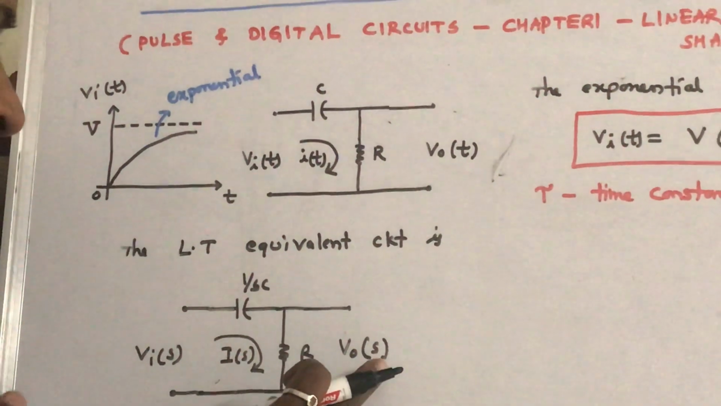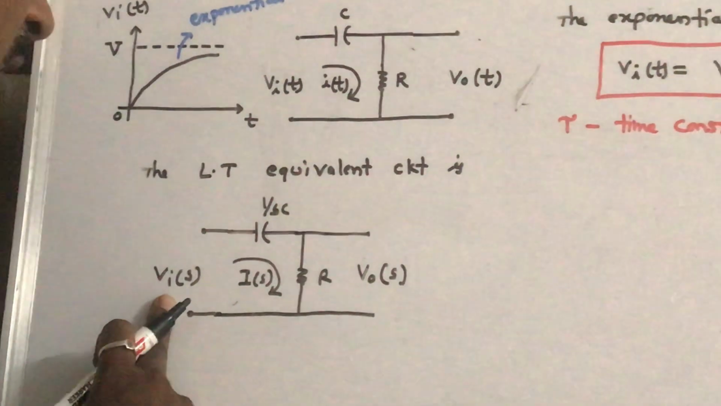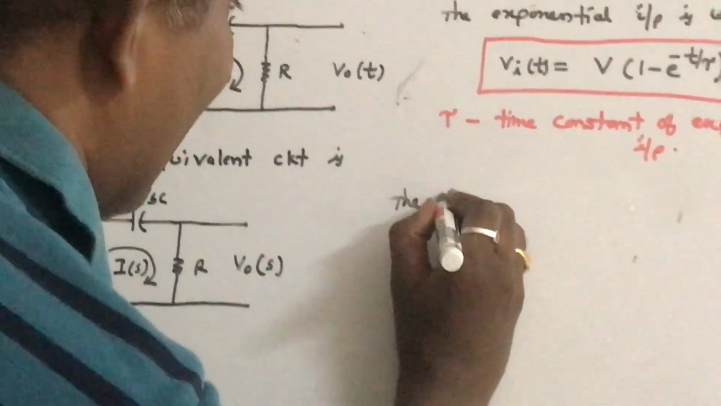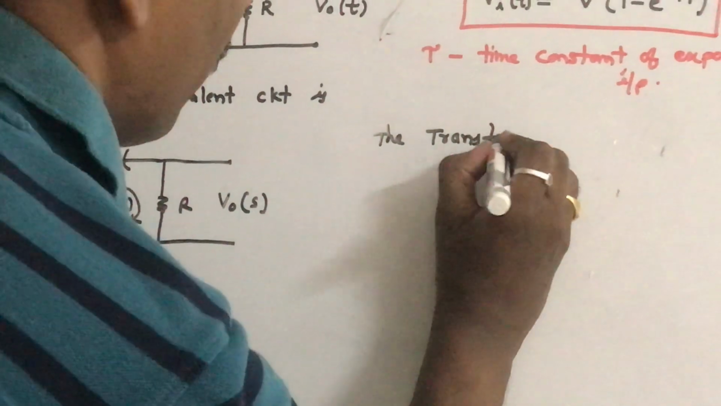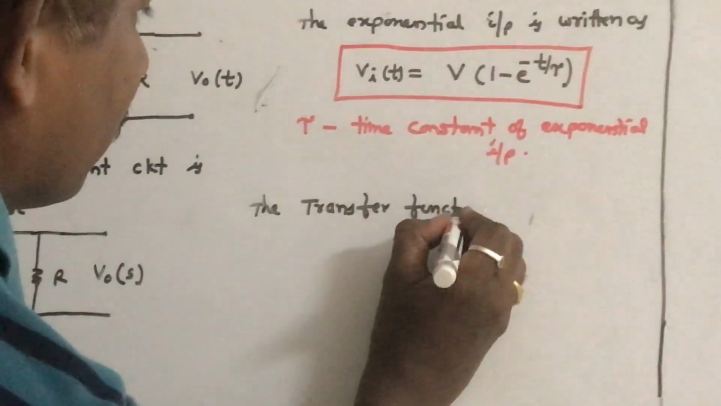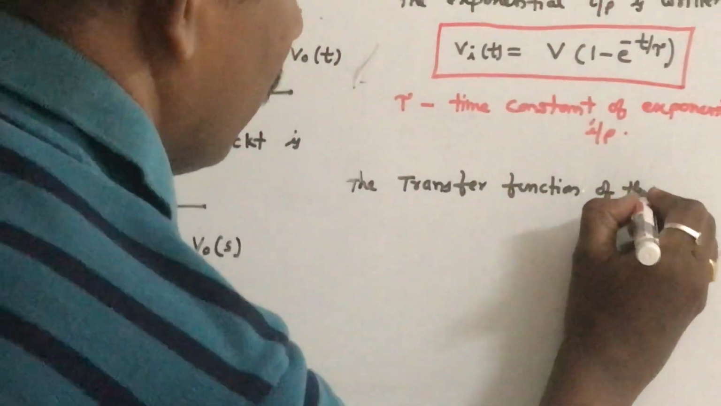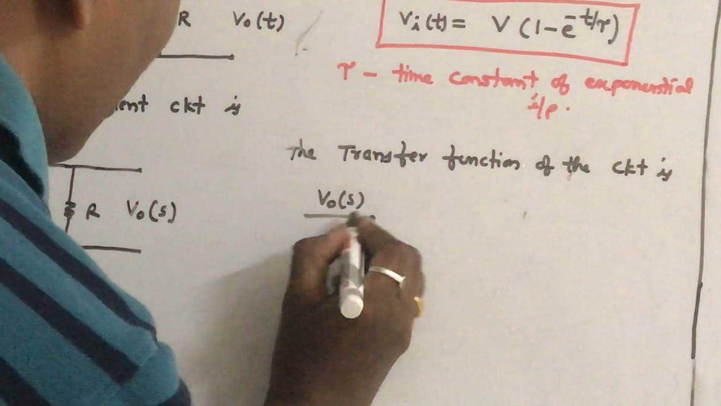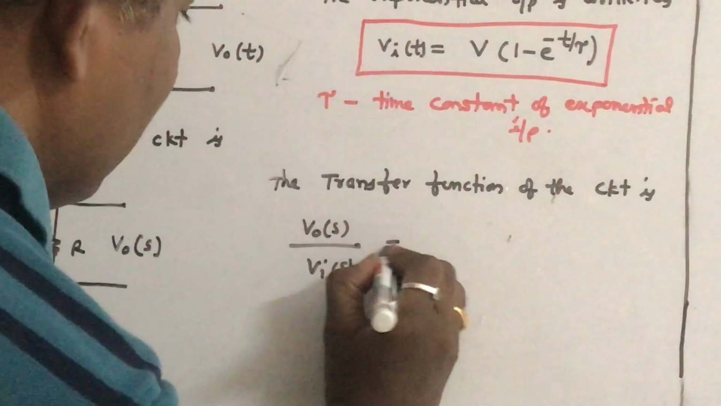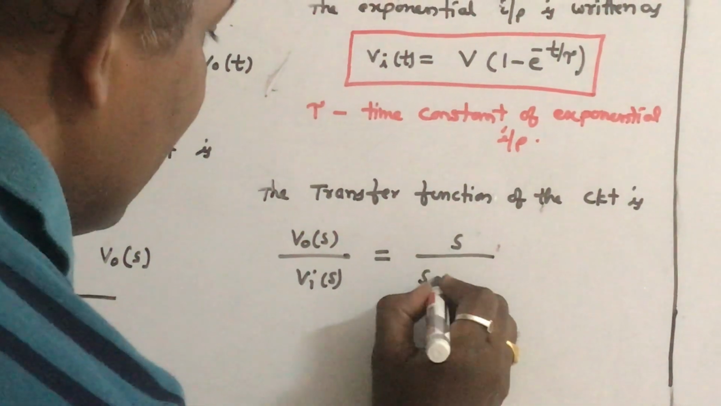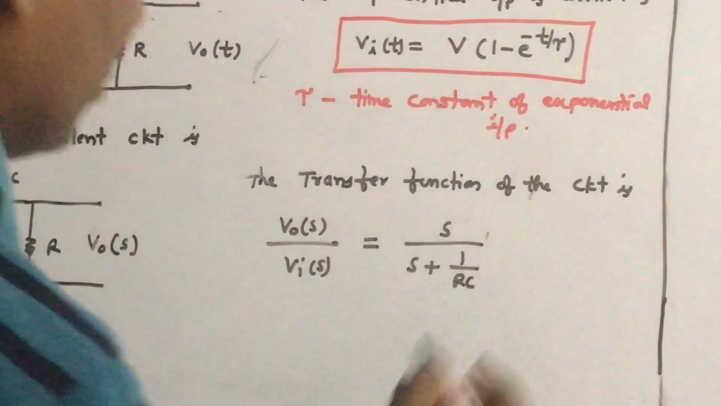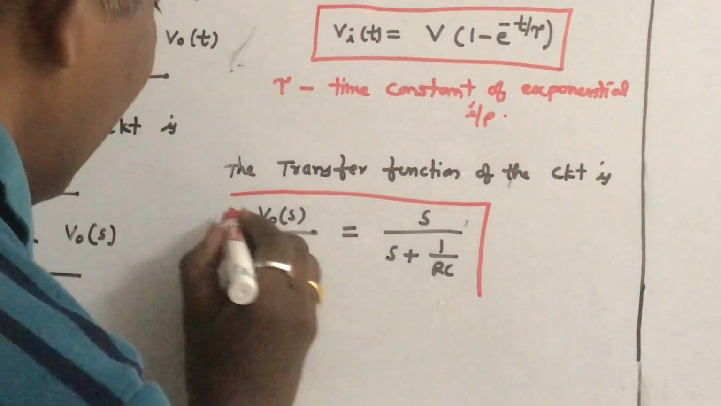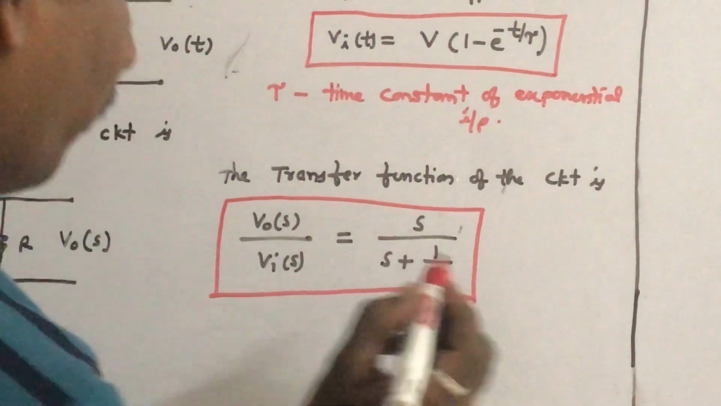Now, as you know, the transfer function is nothing but output voltage by input voltage. We have derived in the previous lectures the transfer function of the circuit: V0 of S by VA of S. We have derived this equation already. That is S divided by S plus 1 by RC. So this is the transfer function of RC high pass circuit.